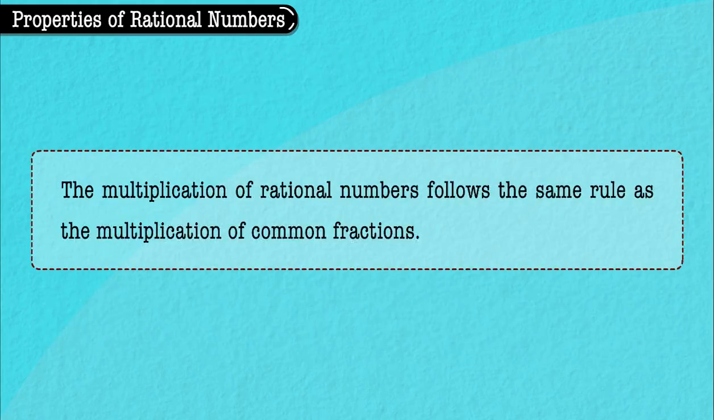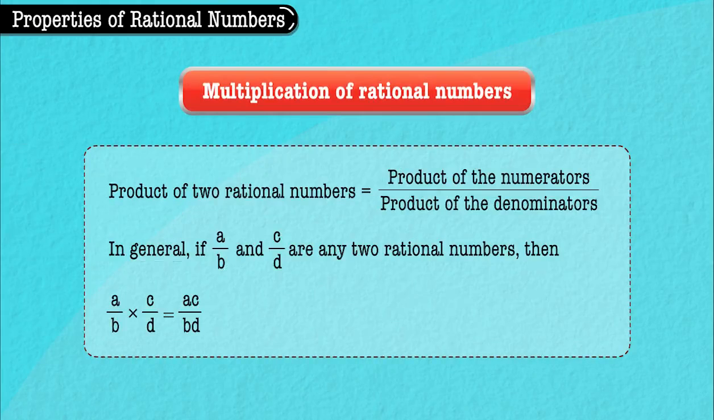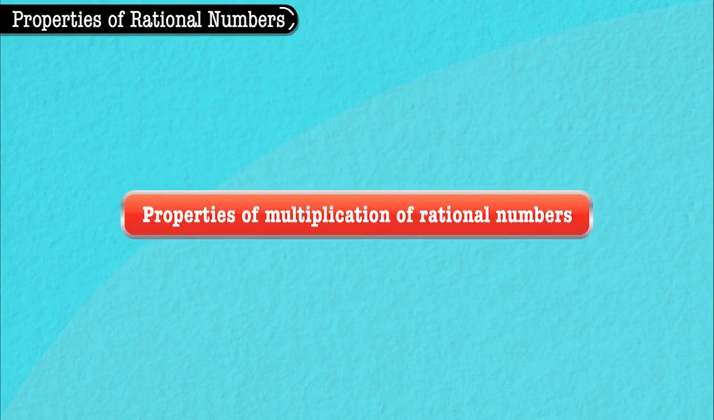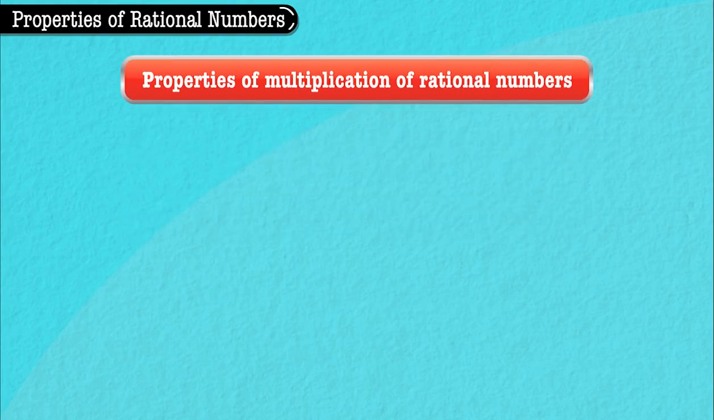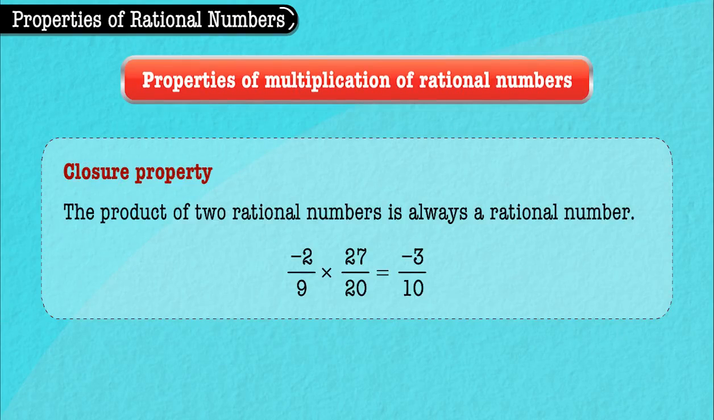The multiplication of rational numbers follows the same rule as the multiplication of common fractions. The product of two rational numbers is equal to the product of numerators divided by the product of the denominators. Now, let's see the properties of multiplication of rational numbers. Closure property. The product of two rational numbers is always a rational number.